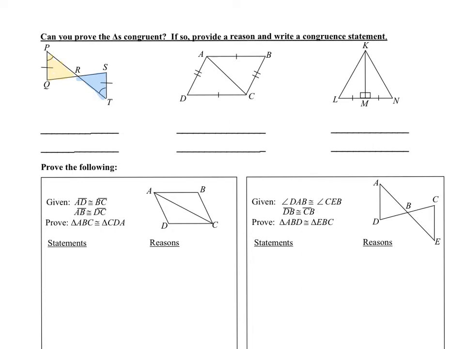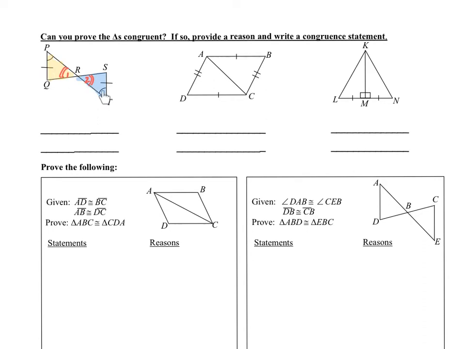Well, what we have marked is one pair of angles and one pair of sides. So that's not quite enough, but I want you to notice these two angles. I'm going to call them angle 1 and angle 2. Notice that they are a pair of vertical angles, and of course, vertical angles are always congruent. So if we mark those congruent, now you'll see that we have two angles and a side of one triangle congruent to two angles and a side of another triangle.